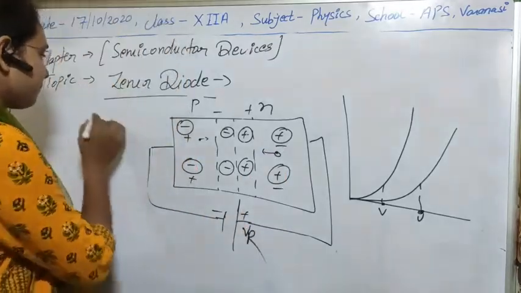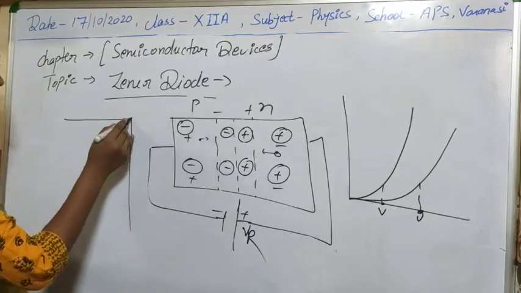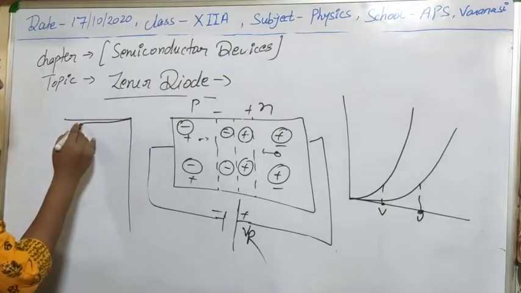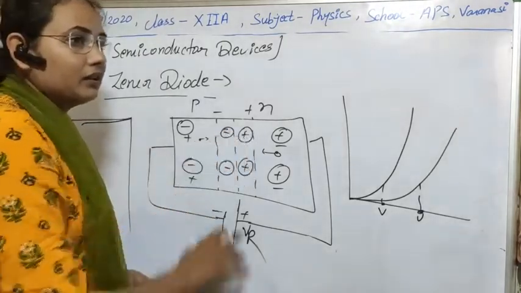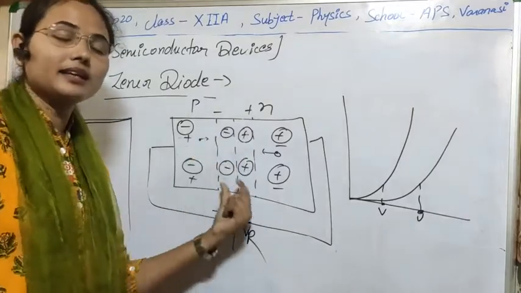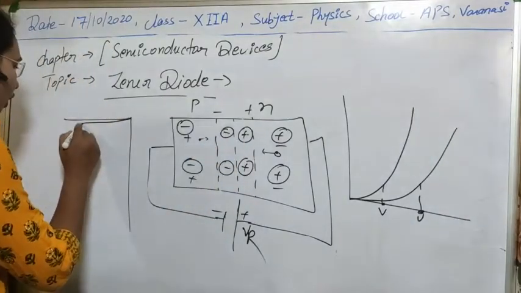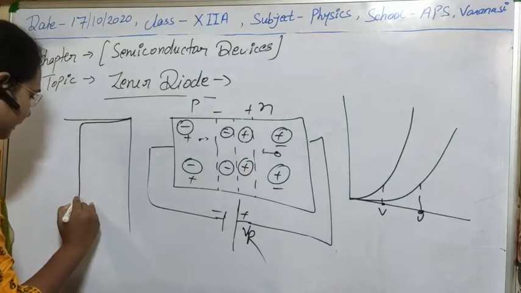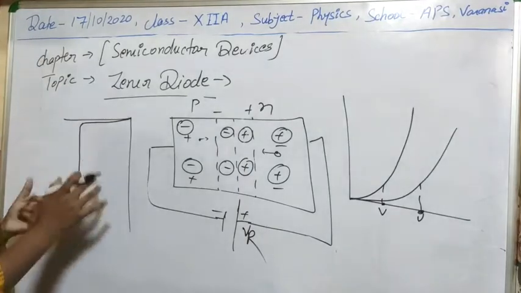If a large number of particles are produced, then definitely they will recombine with the other charged particles, and a sharp increase in current will be obtained in this case, and the characteristic obtained in case of Zener diode is like that.